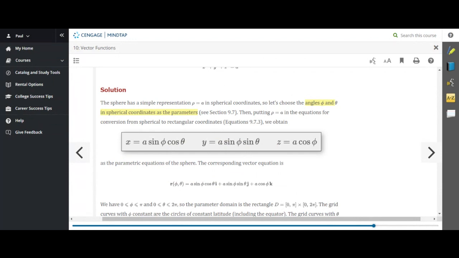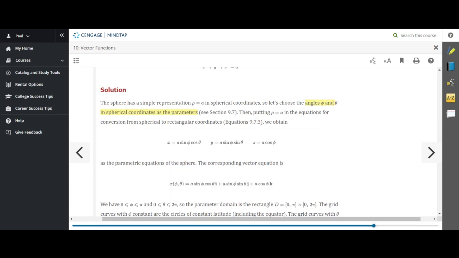So X is defined as A. You're used to X being equal to rho times sine phi times cosine theta, but our rho is the radius of the sphere. That rho is equal to A. So X equals A times sine phi times cosine theta. Y equals A times sine phi times sine theta. And Z equals A times cosine phi. So those parametric equations will trace out a sphere of radius A.